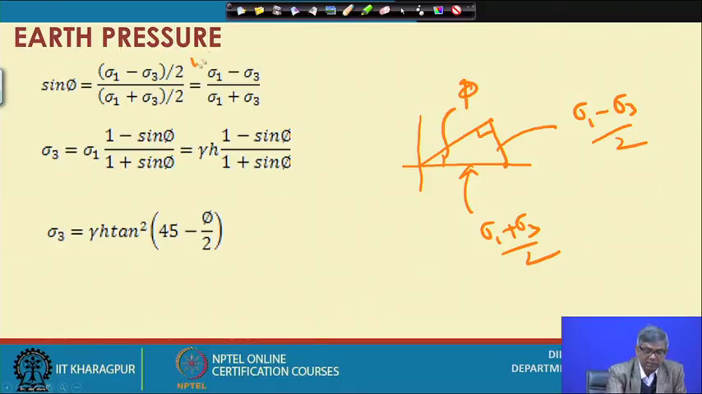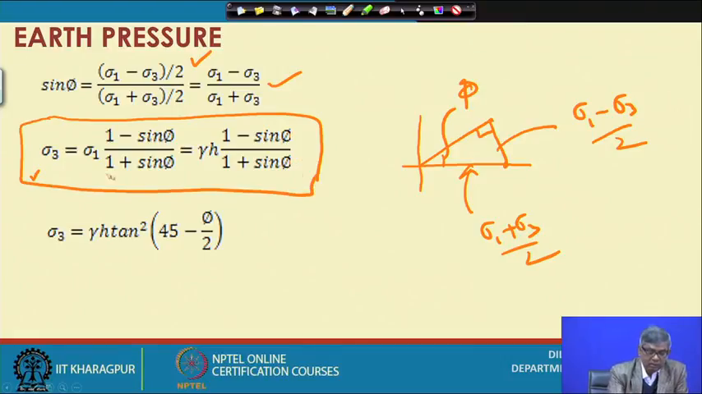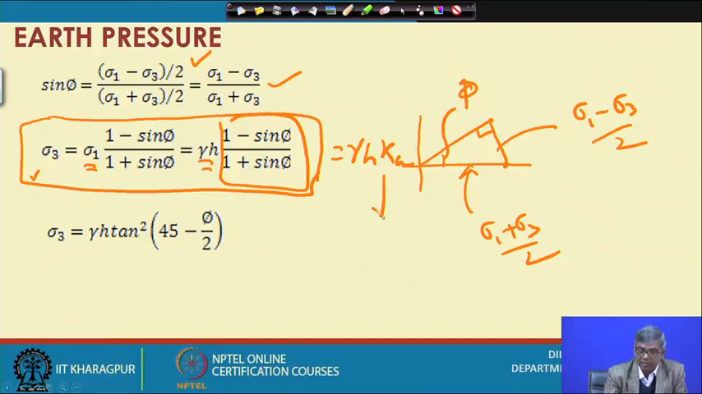Based on that I have written here sin phi, and if I simplify a little, it becomes sigma 1 minus sigma 3 by sigma 1 plus sigma 3. Further simplifying and expressing sigma 3 in terms of the other, the expression reduces to this form. You can see sigma 3 equals sigma 1 into 1 minus sin phi by 1 plus sin phi, and sigma 1 is gamma h. So gamma h times this, and this can be written as gamma h Ka, where Ka equals the coefficient of active earth pressure.